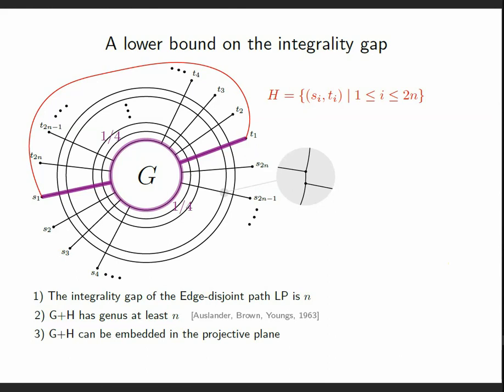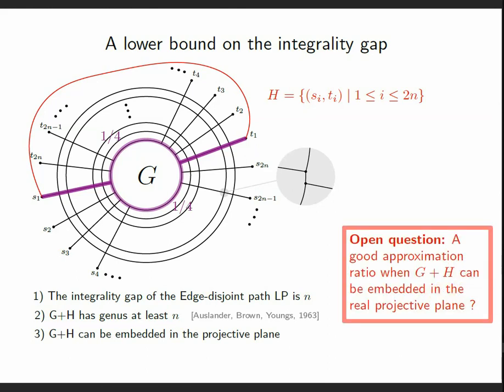This leaves a first open question. What is the best approximation ratio achievable in polynomial time when G plus H is embedded in the projective plane? As far as we know, the best upper bound so far is the square root of the number of vertices, as in the general case.